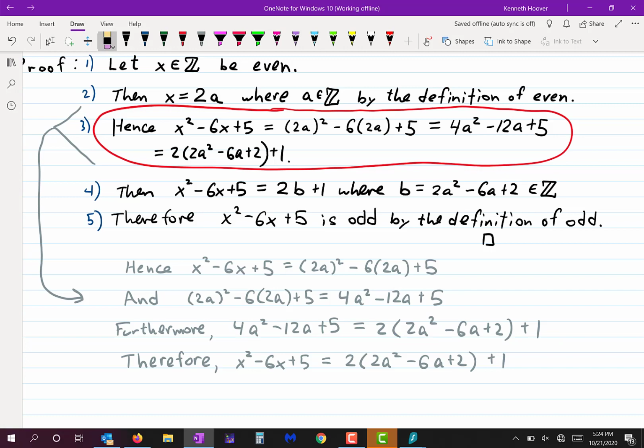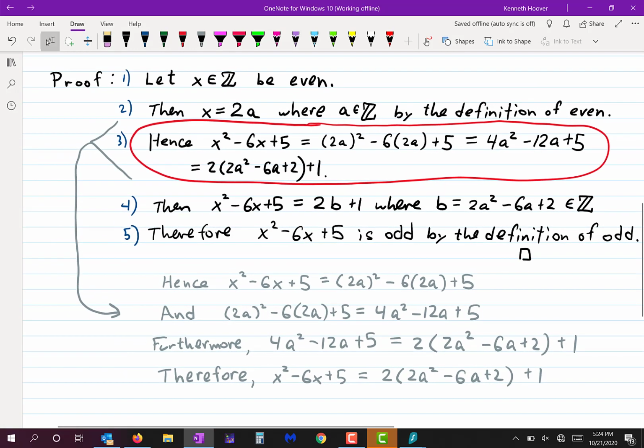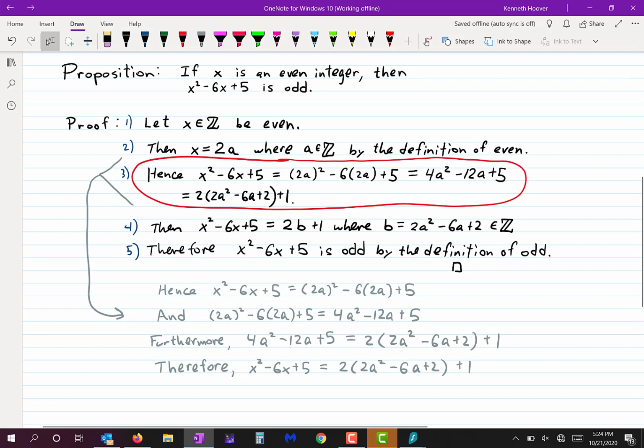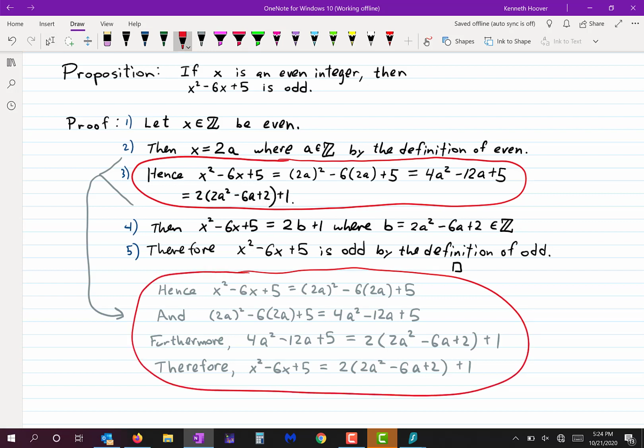Those 4 lines have been very cleverly combined into one line. And that's the part that's written in red. That's one line that says these 4 lines. Okay?